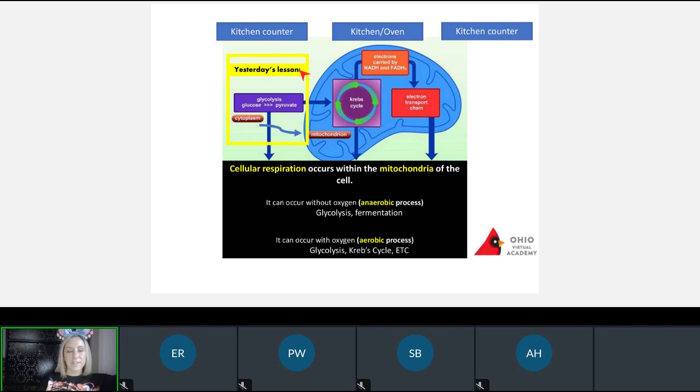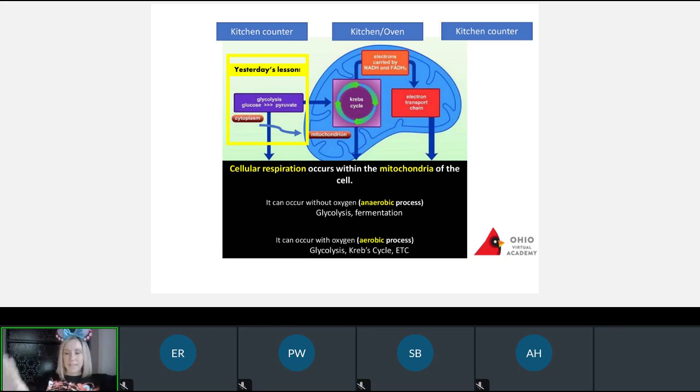We're going to compare this to cooking because I feel like cooking is something that we can relate to. So let's pretend what happened on Wednesday. Glycolysis happens in the cytoplasm, or on the kitchen counter, right? You get out your eggs, you get out your oil, you get the water and measure it out. You set it all on your kitchen counter. You stick it in your bowl and you mix it all up. It all happens right there on your kitchen counter or on your kitchen island.